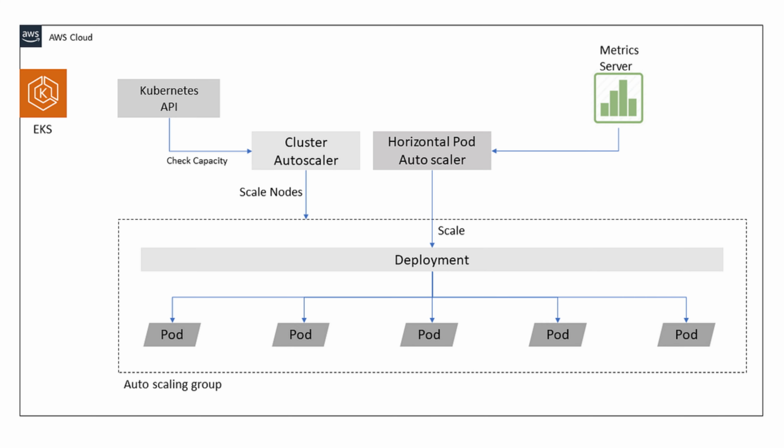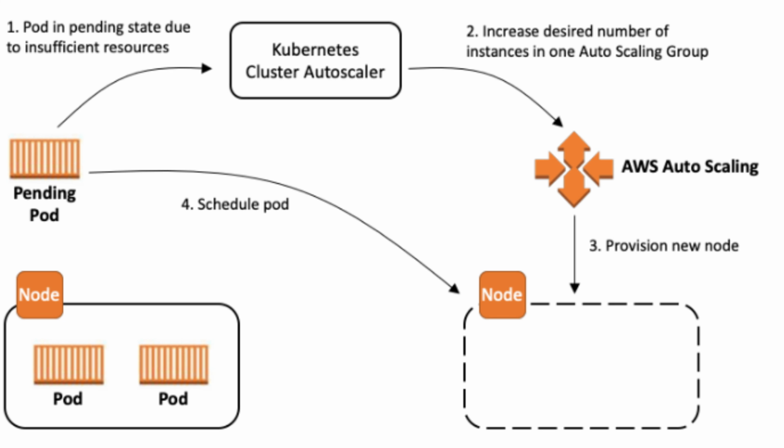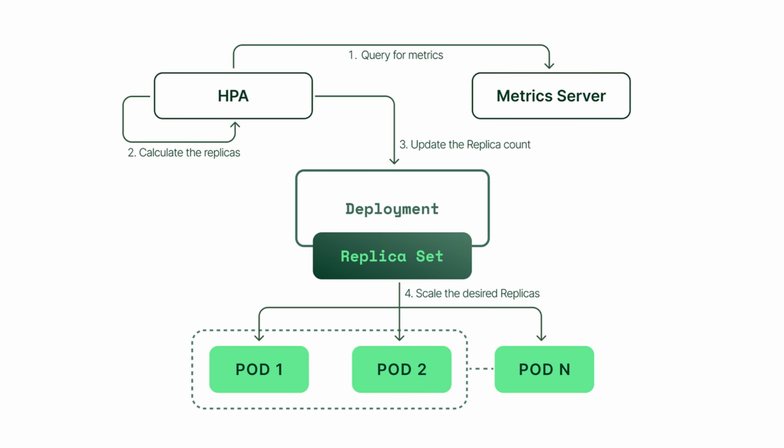Enable cluster autoscaler and HPA. Don't run full capacity 24/7. Let Kubernetes scale for you. Enable cluster autoscaler to add or remove nodes. Use Horizontal Pod Autoscaler, HPA, to adjust pod counts. Combine them for dynamic scaling.